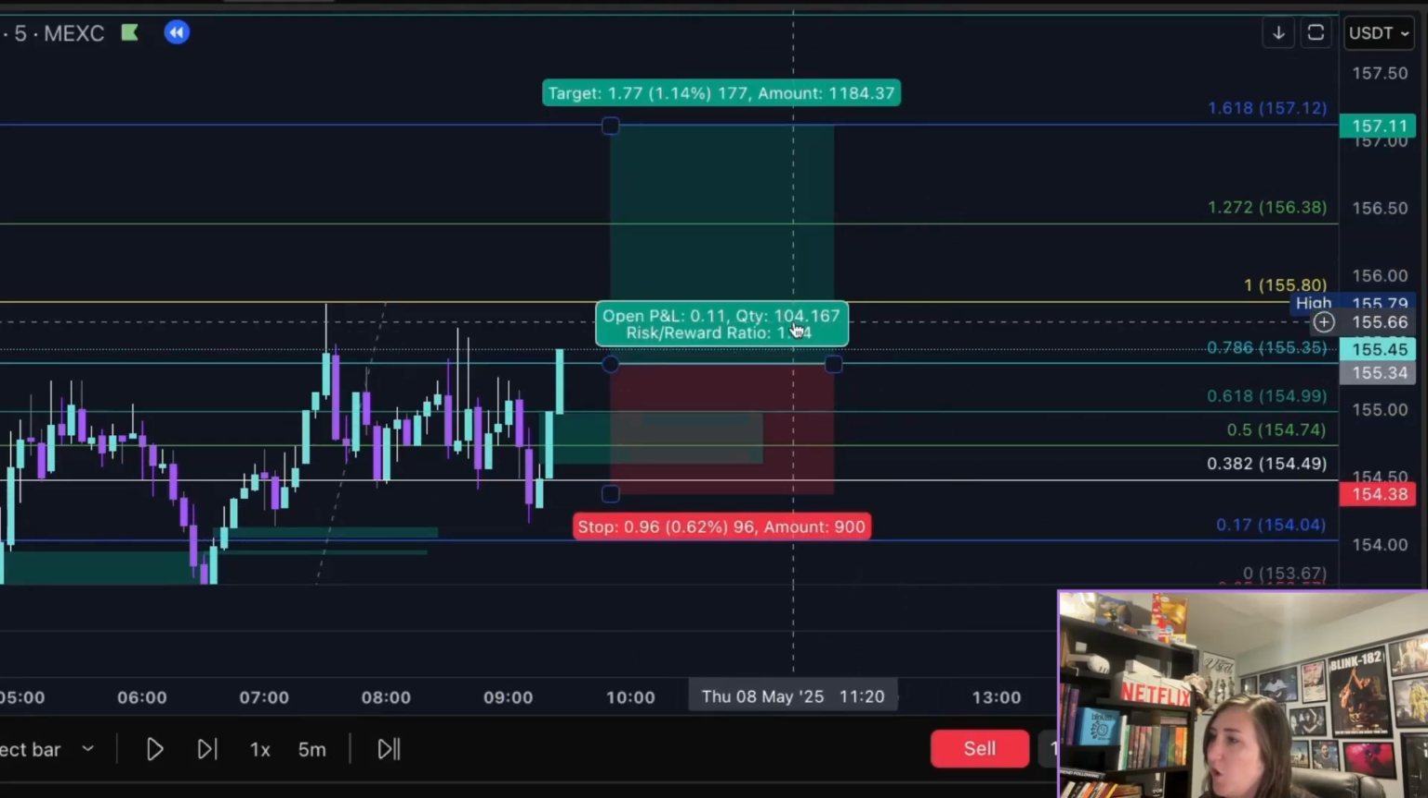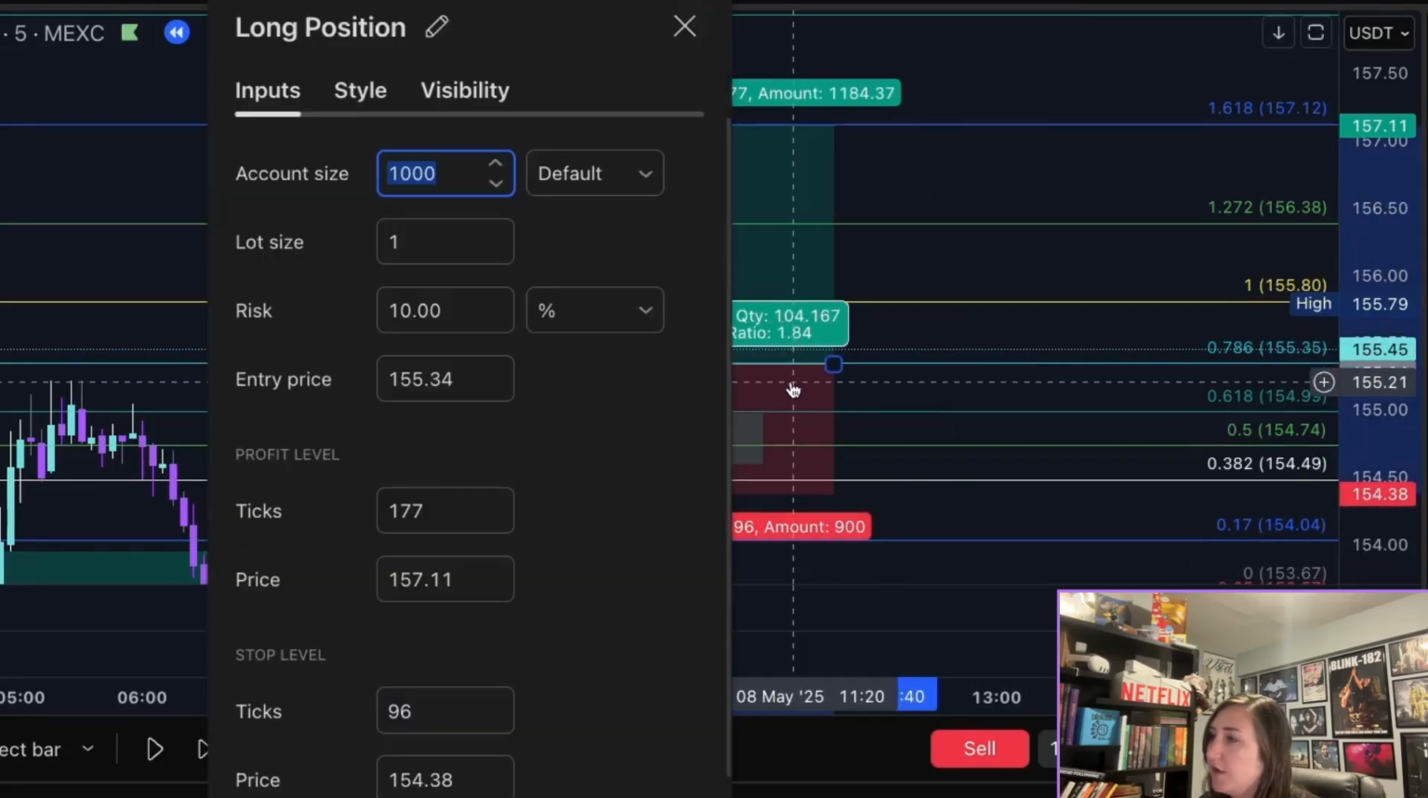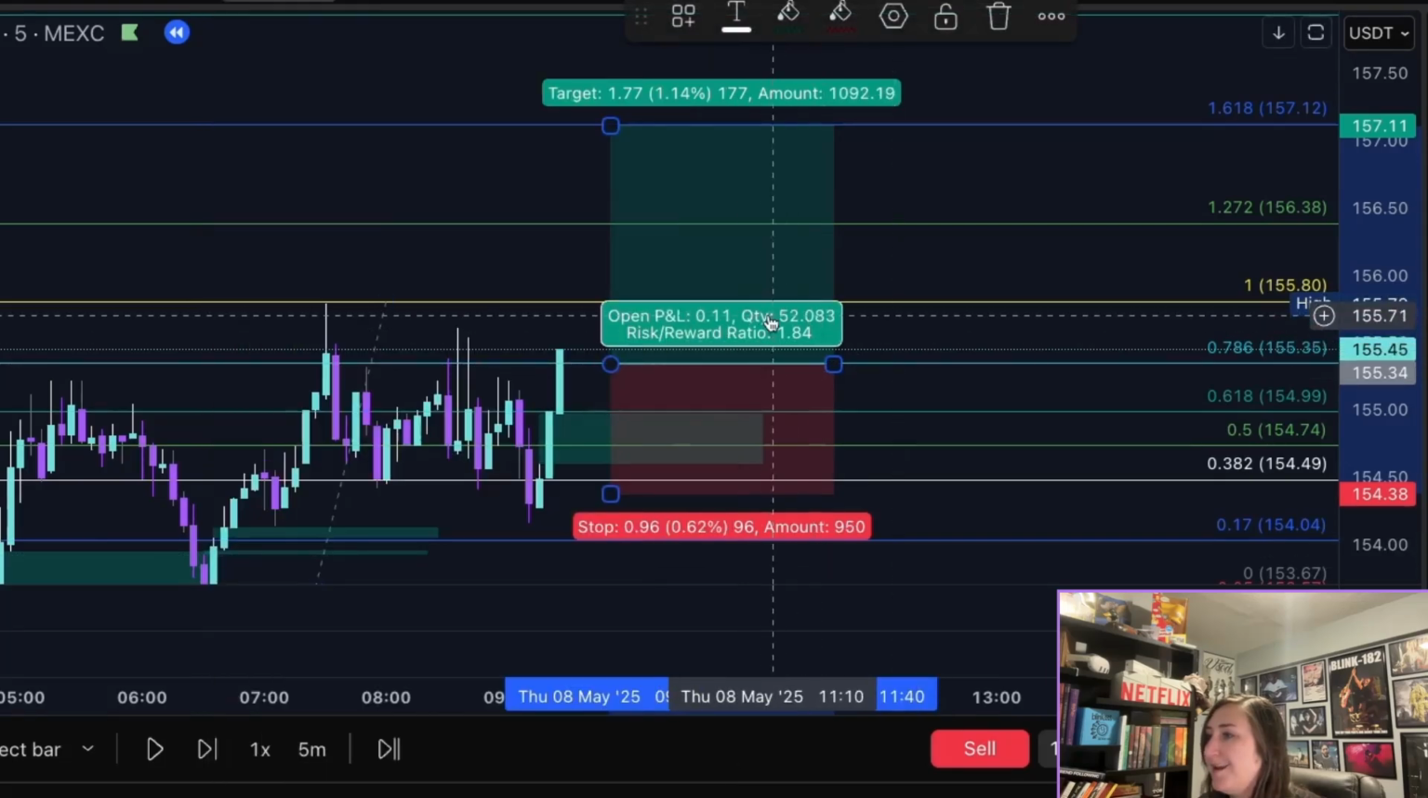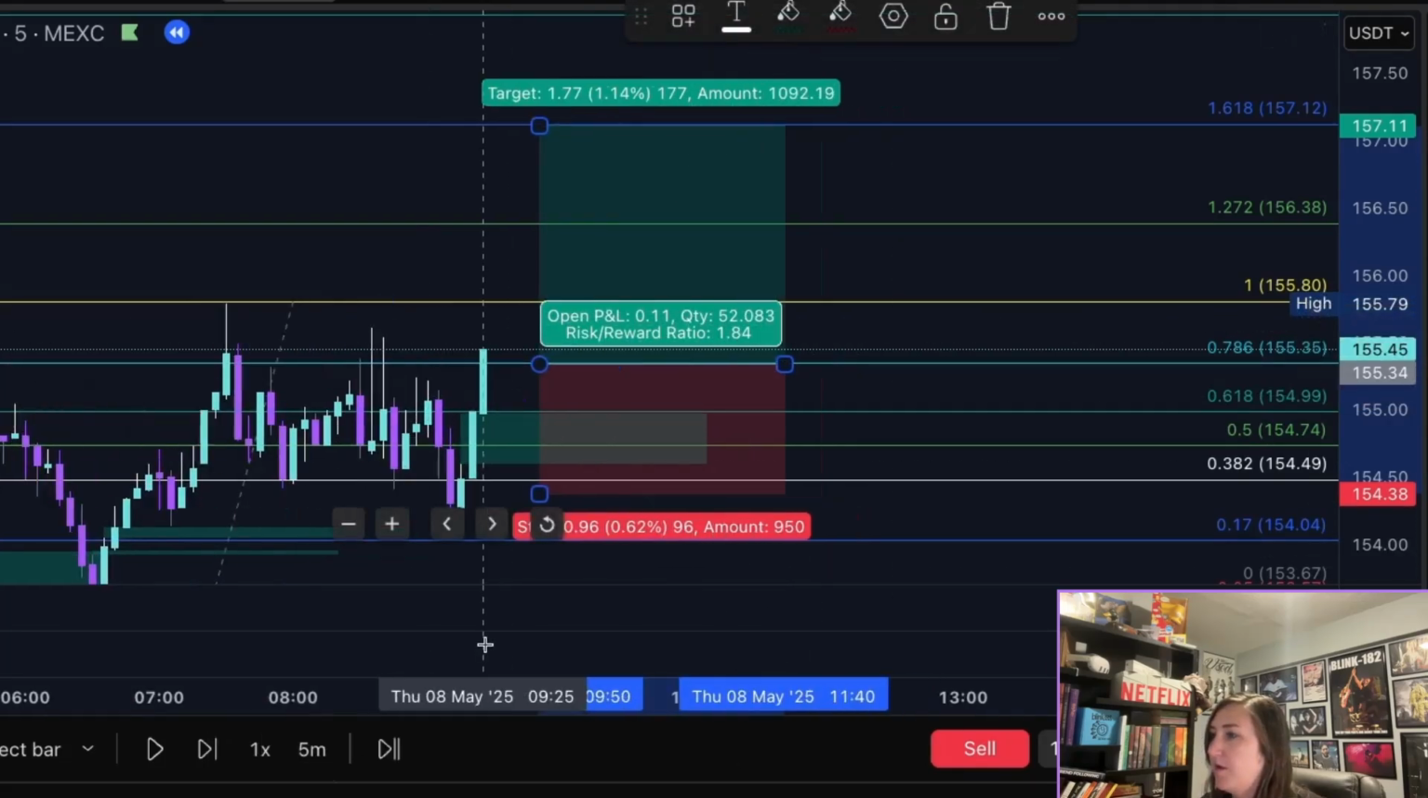So you'll see there's a quantity here as well. So we have 104 quantity. That's based off these numbers here, so you can adjust it by money as well. If we wanted to only risk $50 on this trade, you'll see our quantity adjust to put into MEXC here at 52. So let's go ahead, play it forward.